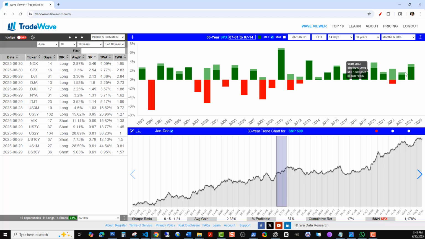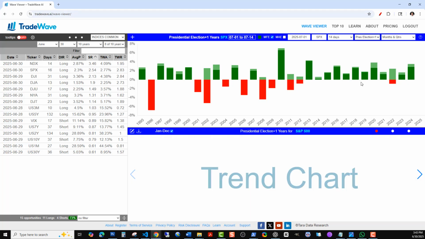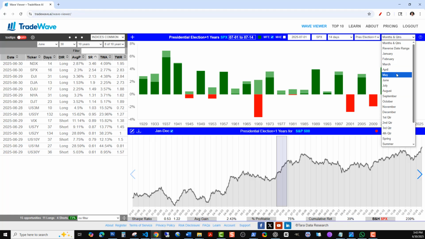Nothing earth-shattering though. But then the best way to take a look at these is go to PE+1, the year after a presidential election analysis. You can really just do this with TradeWave, so we're going to see what we can learn with that. Select July again.